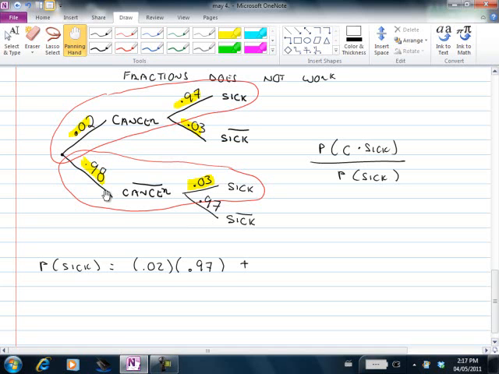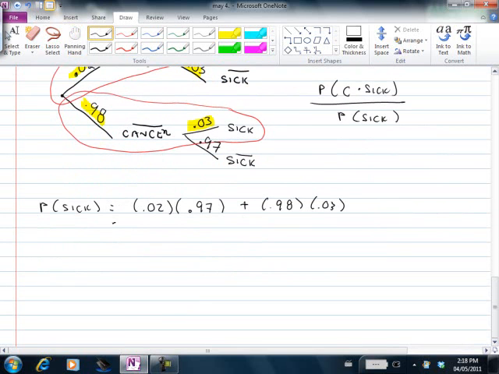So guys, if I expand this, work this out, what's the next thing? Plus what? 0.98 times 0.03. Punch this in your calculator, guys and gals. See, the probability of testing sick is only two pathways, this way or this way. Punch it in and you get your number.